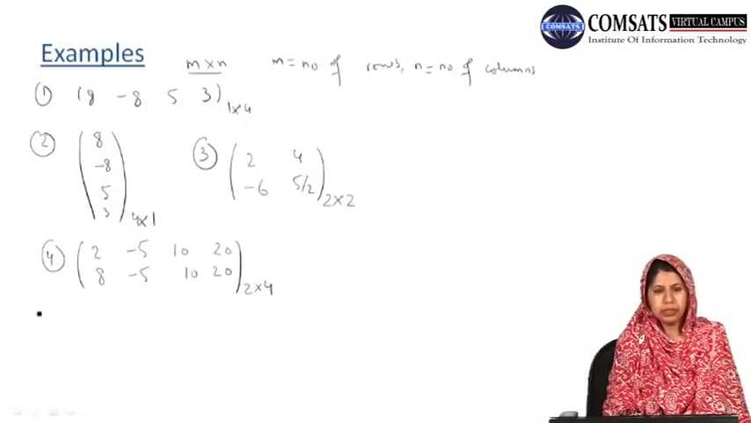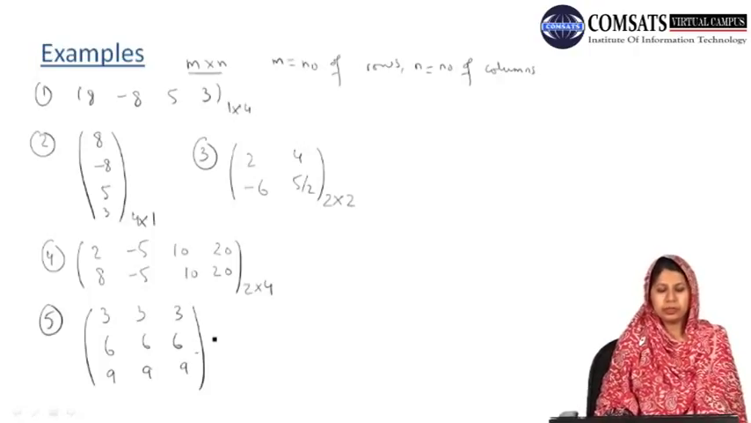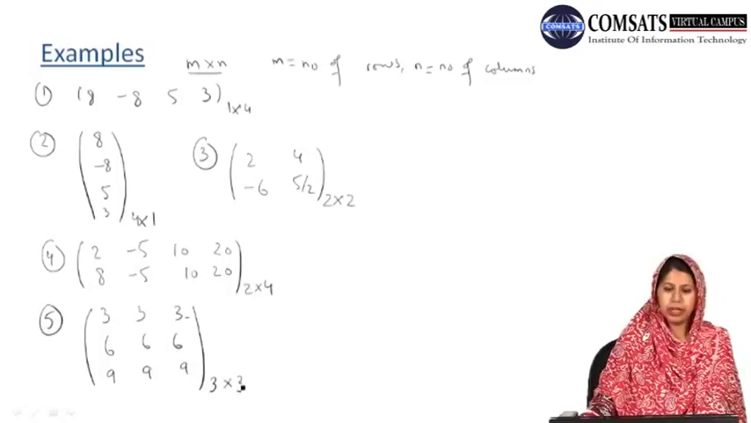Now one more example about the order of a matrix. Let's say we have a matrix with entries 3, 3, 3, 6, 6, 6, 9, 9 and 9. Then what will be the order of this matrix? How many rows do we have? 1, 2 and 3. And how many columns do we have? 1, 2 and 3. So this is a matrix having order 3 by 3.